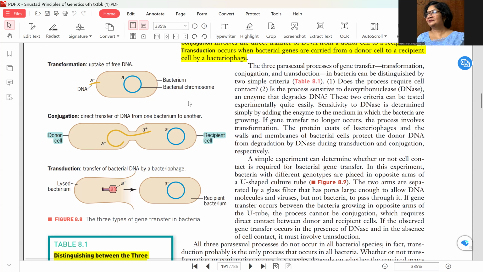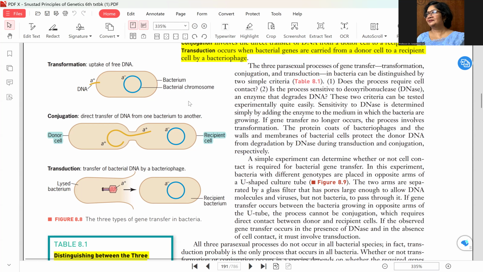In conjugation, two bacterial cells join together through the formation of a conjugation tube, and DNA from one bacterial cell can enter into the other. In this case, the bacteria which gives the DNA is called the donor cell, and the bacteria which receives the DNA is called the recipient cell.